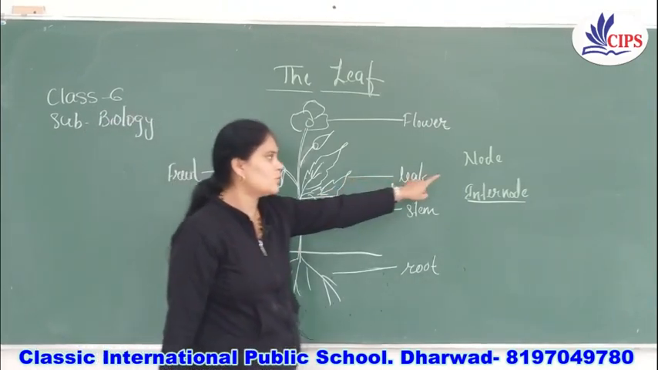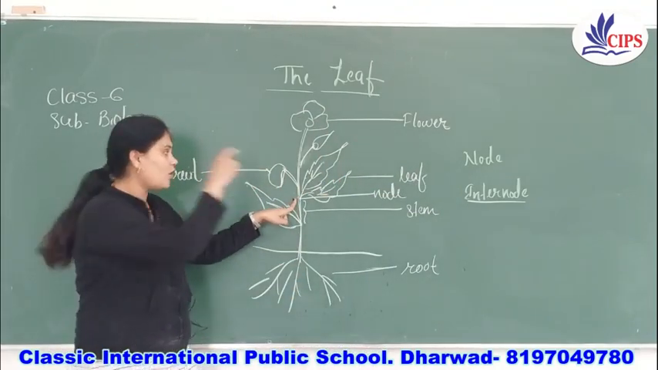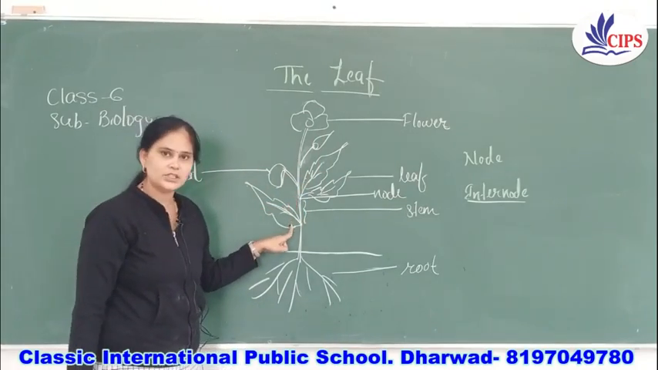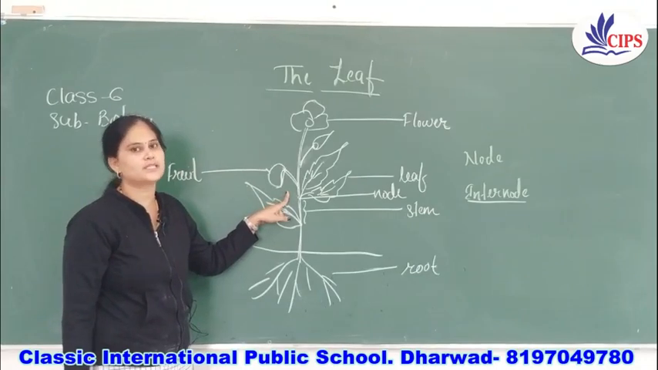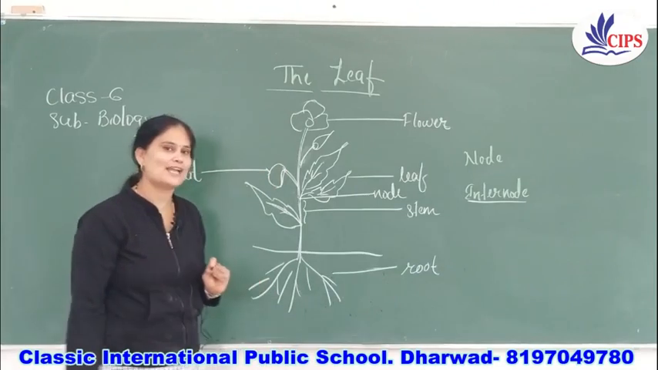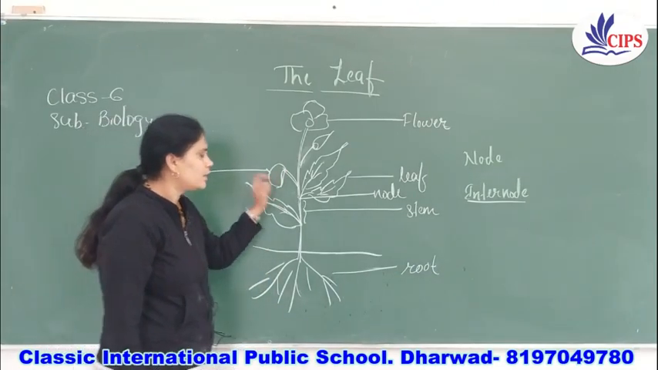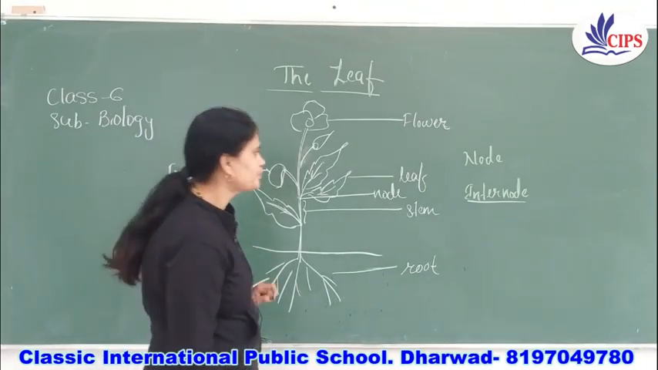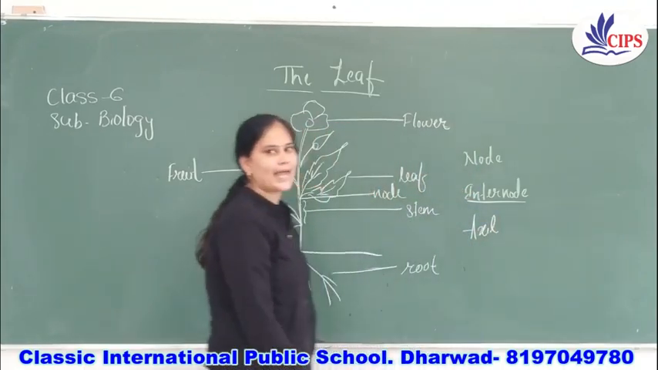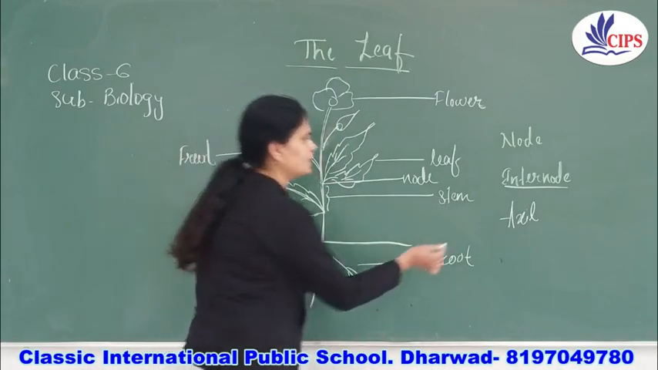So children, you must know what is node. Node is a point of attachment on the stem from where the leaf is arising. What is internode? It is the space between two successive nodes. One more thing you have to remember, that is called axil. Another word, that is axil.